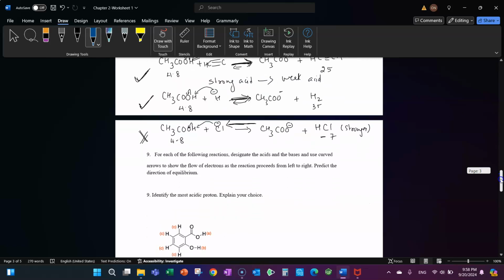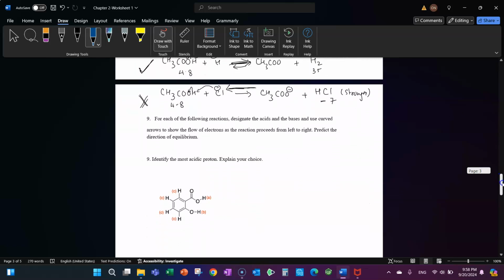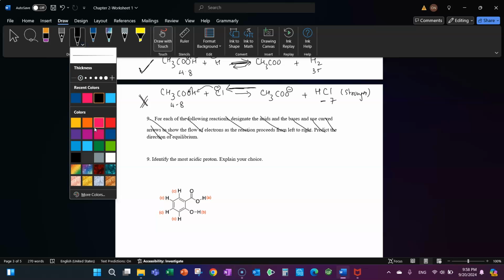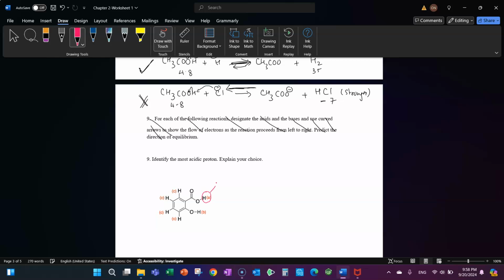Now moving on to the next question. Oh, this actually was an error here. We don't have a question to it. As for that, there is no reaction here, so we can skip that. This is actually question number 9, where it's asking you to identify the most acidic proton and explain your choice. So here the most acidic proton is the hydrogen which is labeled as HA. HA is the most acidic proton.